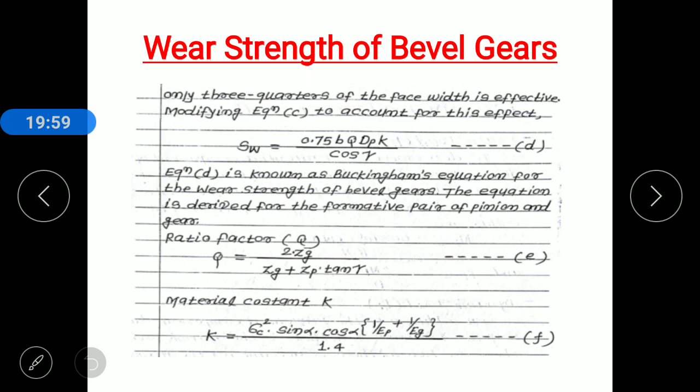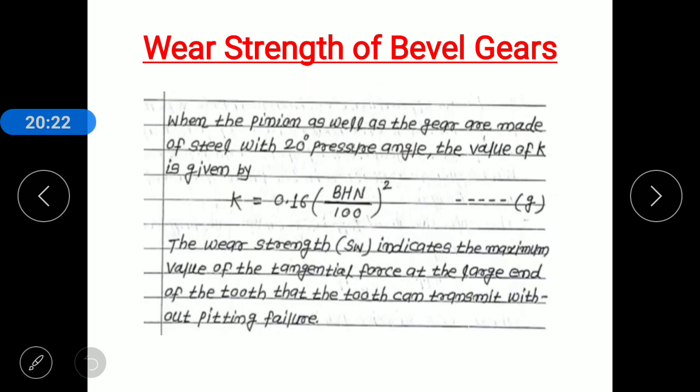Material constant K is equal to sigma c square, that is the surface endurance stress, sigma c square into sin alpha cos alpha into inside the bracket 1 divided by Young's modulus of pinion plus 1 divided by Young's modulus of gear, bracket complete, whole divided by 1.4. That is equation F. Now when the pinion as well as the gear are made of steel with a 20-degree pressure angle, we know the relation for material constant K is equal to 0.16 inside the bracket BHN divided by 100, bracket square.